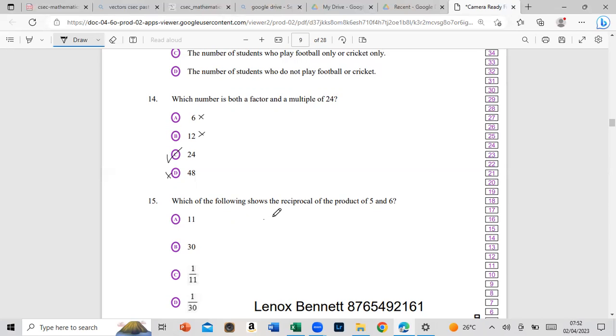Alright. So it would be 5 times 6 since product means to multiply. So 5 times 6 is equal to 30. Now the reciprocal means, in layman terms, you're going to flip it. So we can rewrite this as 30 over 1. If you flip it, the reciprocal will be 1 over 30. So for number 15, that would be B. That would be our answer.